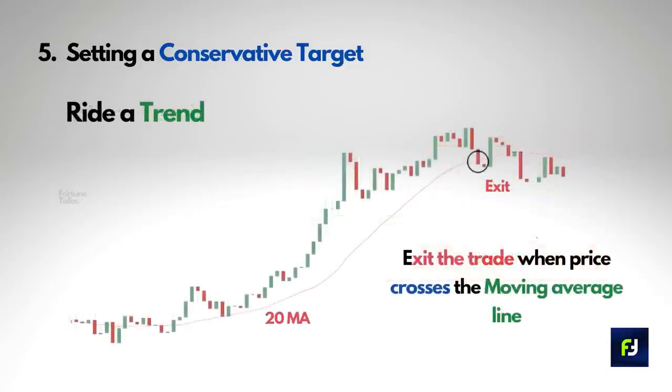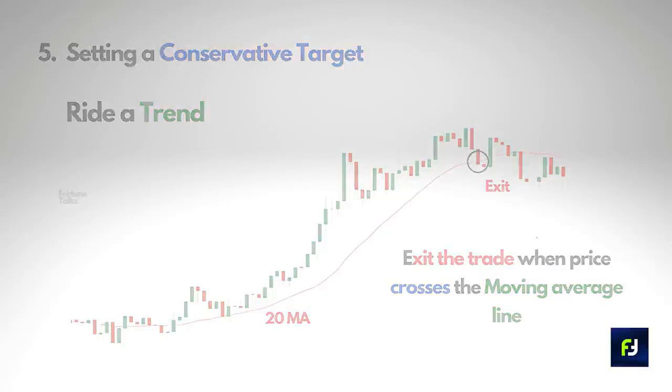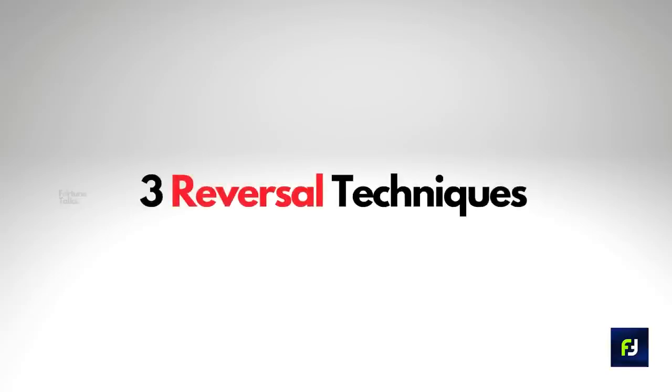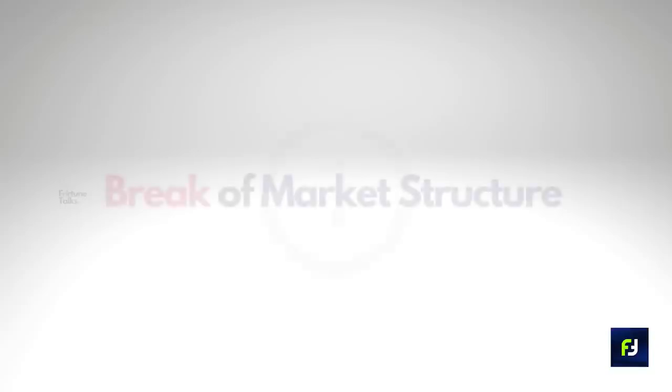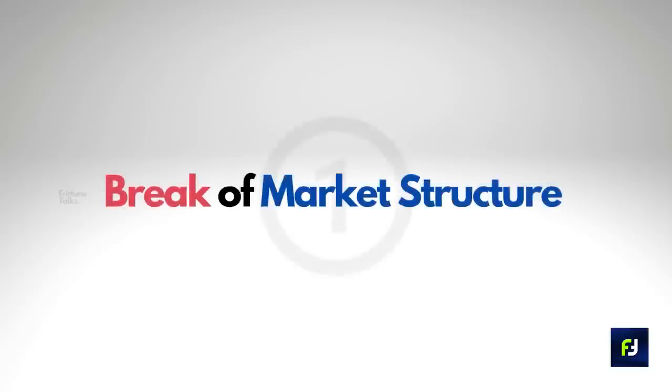And on the other hand, if you want to ride a trend, then you can trail your stop loss as the market moves in your favor. For example, you can trail your stop loss using a 20 moving average. Now that we have understood how to approach a reversal trade, I'm going to share with you 3 techniques which can help you identify reversal trades in the market. And as a reversal trader, you want to be smart about when you enter your trades. So here we go. The first strategy is the break of the market structure.